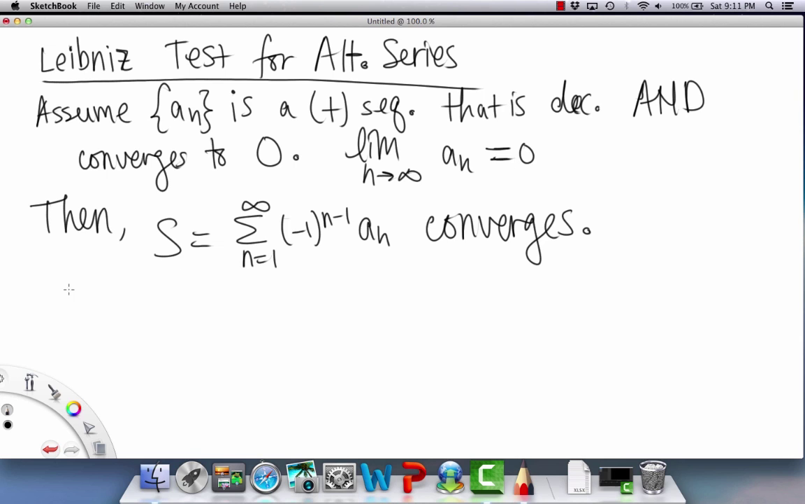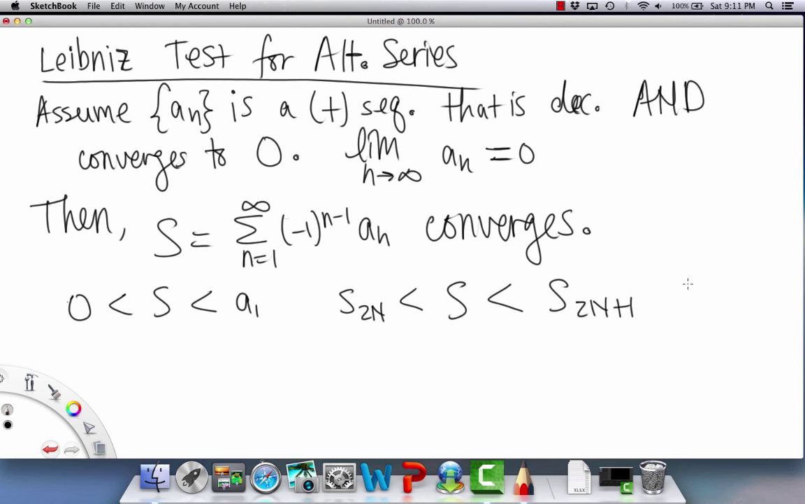And also, there are a couple other side notes here. S, the infinite sum, is going to be between 0 and a1. And there's another thing: S sub 2n is less than S itself, which is the infinite sum, and which is less than S sub 2n plus 1. I'll explain this. And this is all for n greater than or equal to 1.